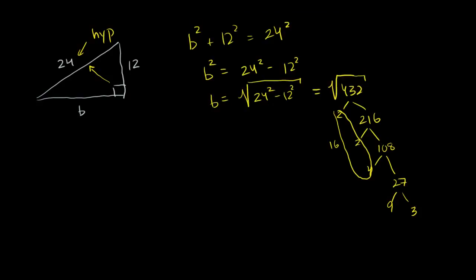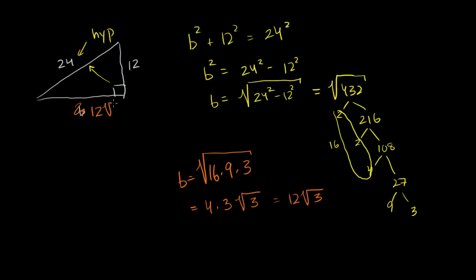So b is equal to the square root of 16 times 9 times 3, which is equal to the square root of 16, which is 4, times the square root of 9, which is 3, times the square root of 3, which is equal to 12 roots of 3. So b is 12 times the square root of 3. Hopefully you found that useful.